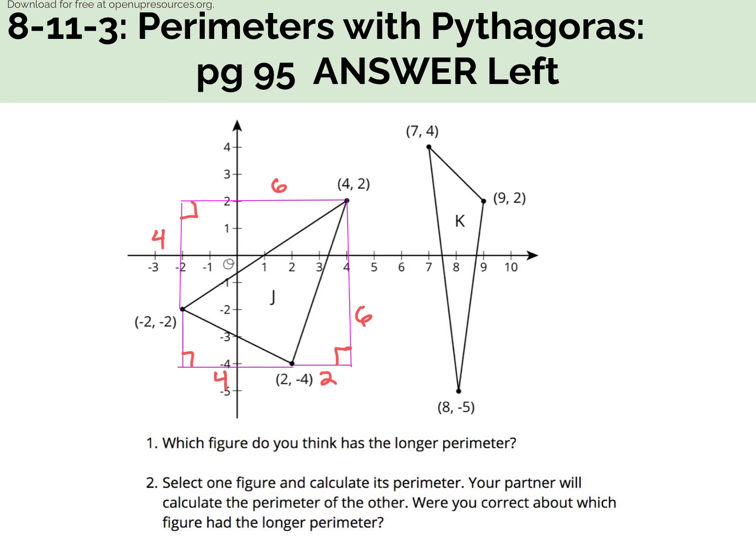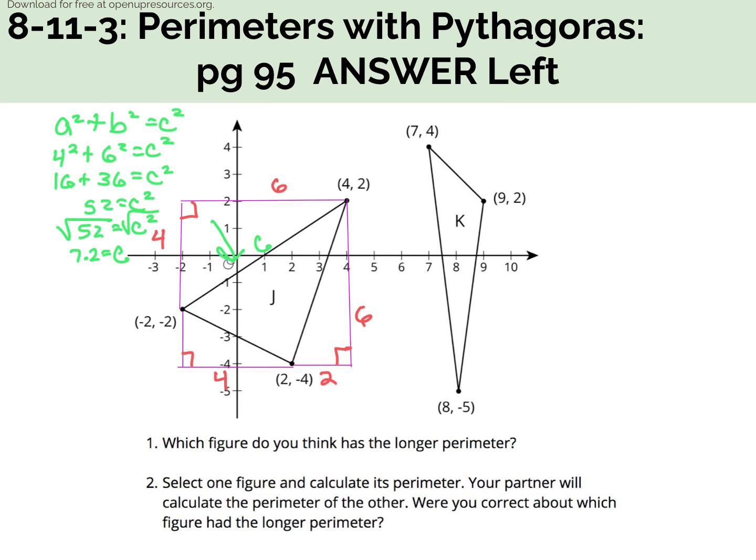So, I'm going to start with this one here. So how would I find this one? Remember, that is across from the 90 degree, so that's my C. All right, so I put those sides into the Pythagorean theorem and figured out 4 squared plus 6 squared. So it's 16 plus 36, which is 52. Took the square root of 52, and that's going to be about 7.2.